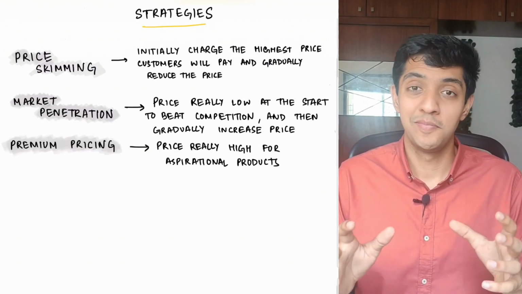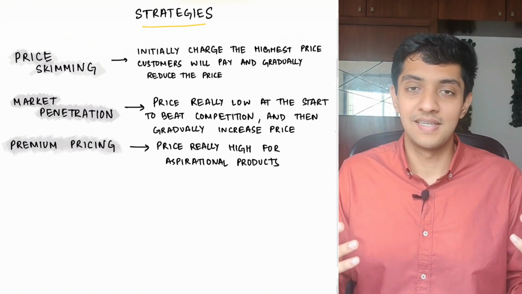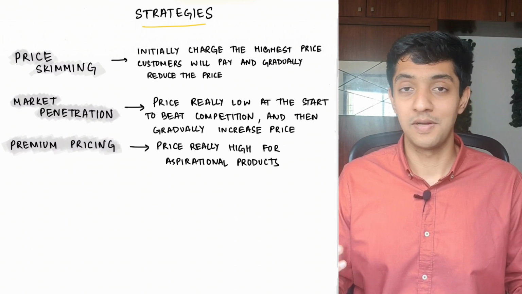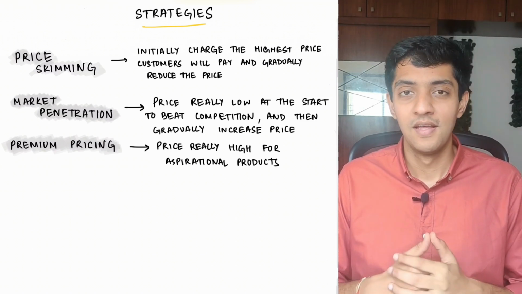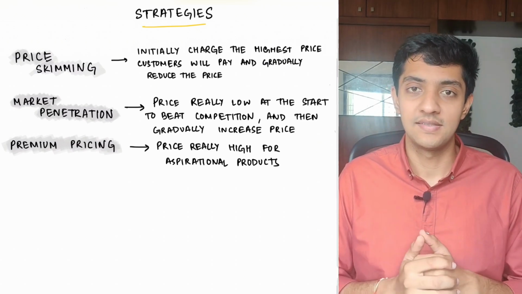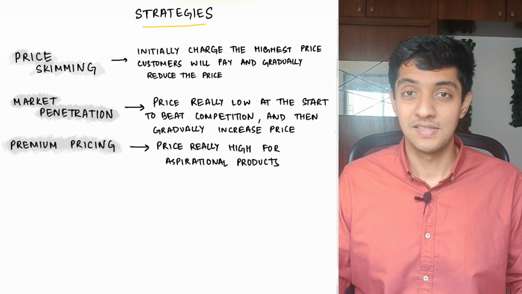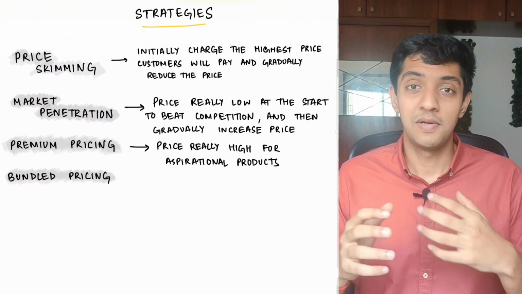Next strategy is premium pricing. iPhones, BMW, Audi cars, anything that is luxury is a prime example of premium pricing. If the product that you are looking at has some form of aspirational element to it, then premium pricing can work wonders.